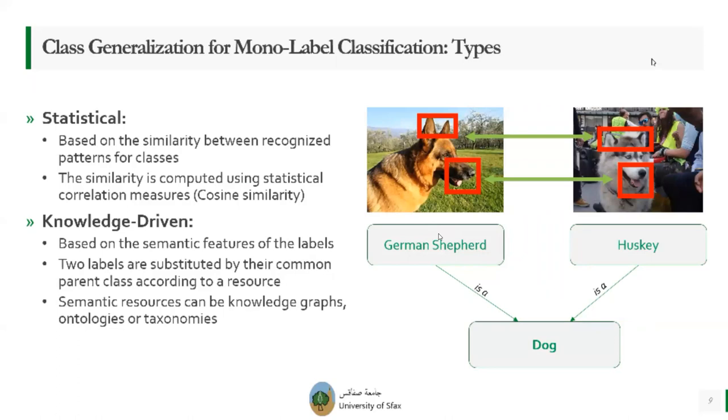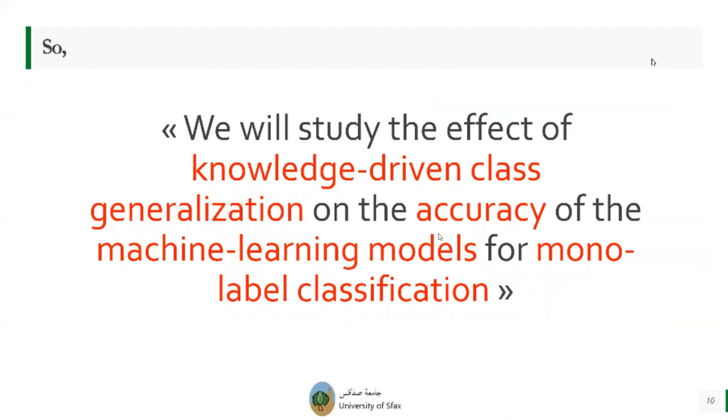The second type of class generalization is knowledge-driven class generalization. It is based on the semantic features of the labels. Two labels are substituted by their common parent class according to a semantic resource, where this resource can be an object graph, an ontology, or a taxonomy. Common examples of these resources are MeSH, Wikidata, WordNet, BabelNet, etc. So, we will study here the effect of knowledge-driven class generalization on the accuracy of machine learning models for monolabel classification.